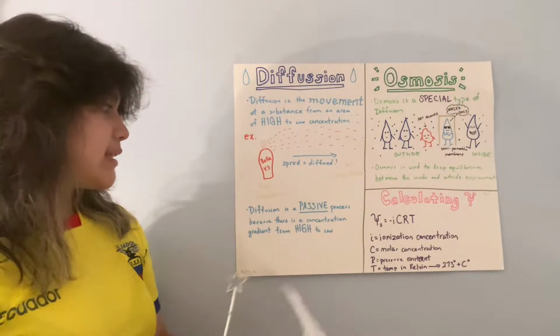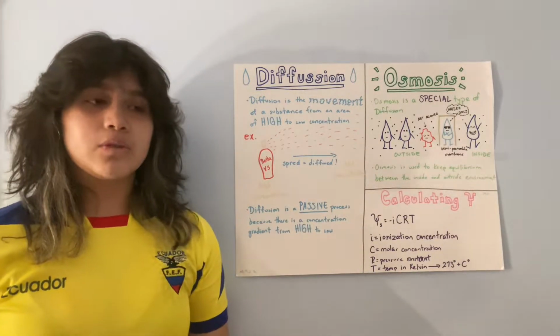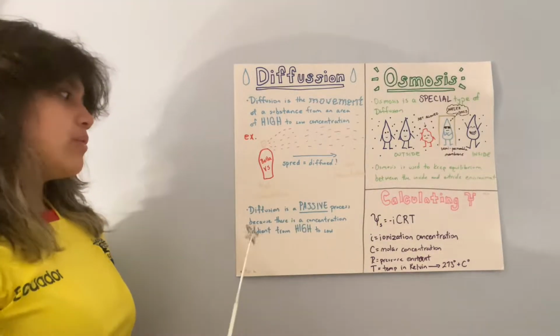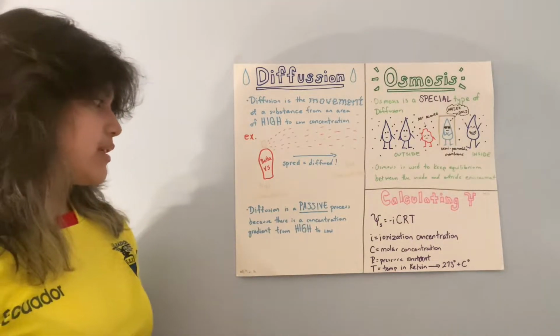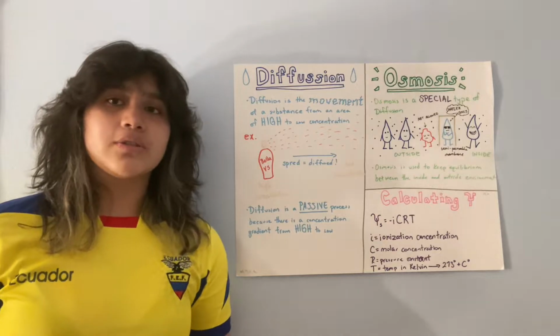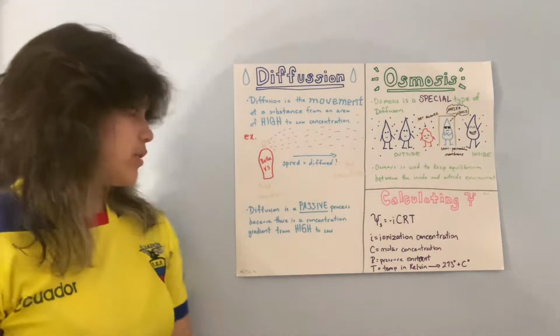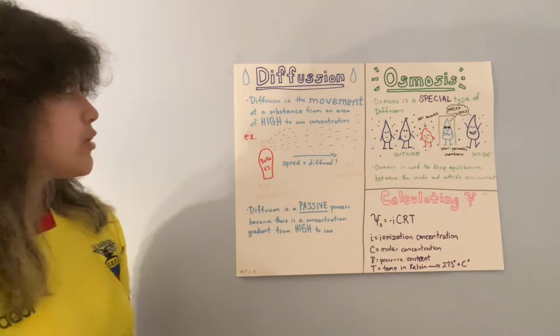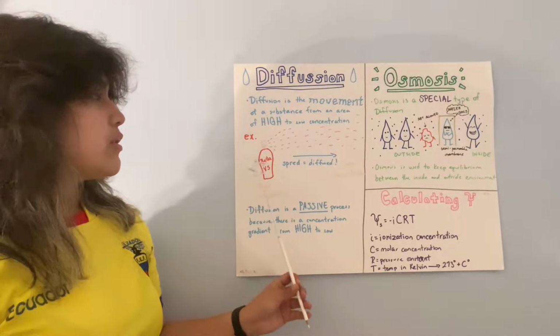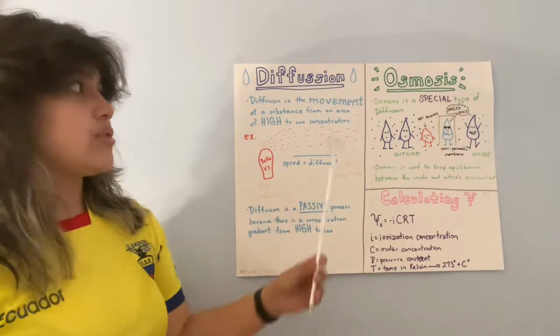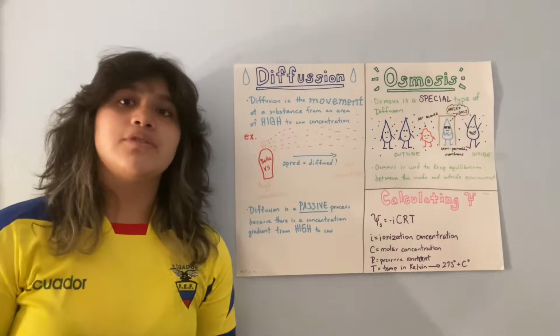Since there is no energy required for diffusion, we can classify it as a passive process, since there is a concentration gradient from a high to low concentration. Connecting diffusion to osmosis, osmosis is a special type of diffusion.